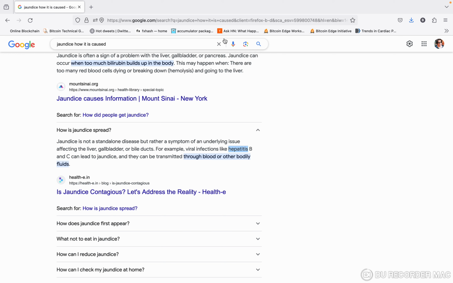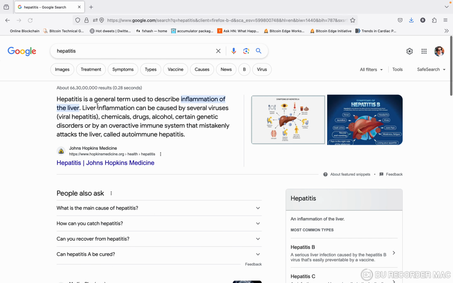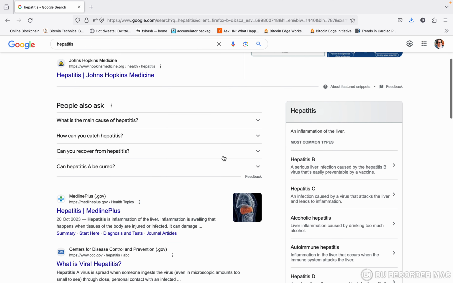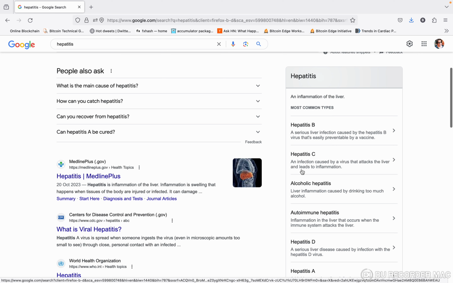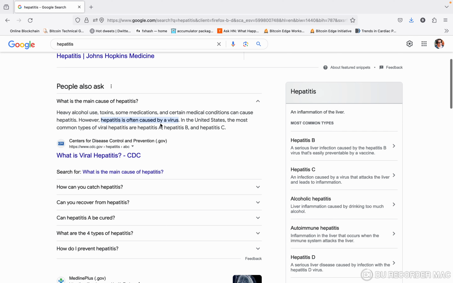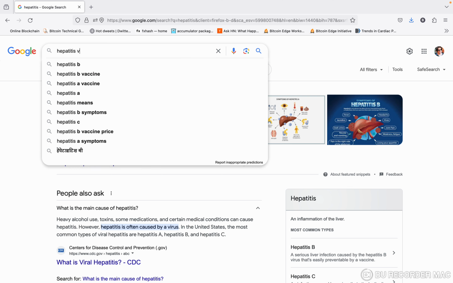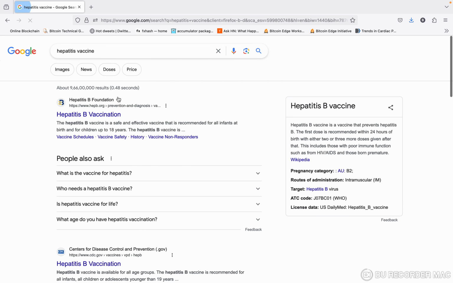So what happens in hepatitis? Hepatitis happens in the liver. There are two types that I know, A and B. But okay, C also, and D. Hepatitis is often caused by a virus. Viral hepatitis, there are hepatitis A, B, C. Does hepatitis have a vaccine? A vaccine prevents hepatitis.